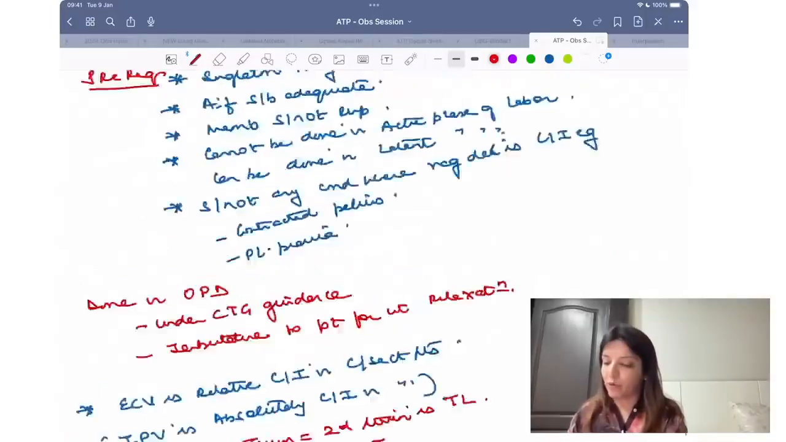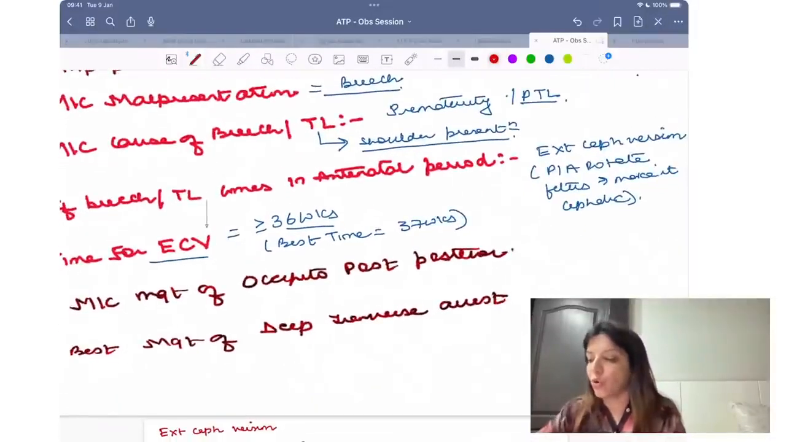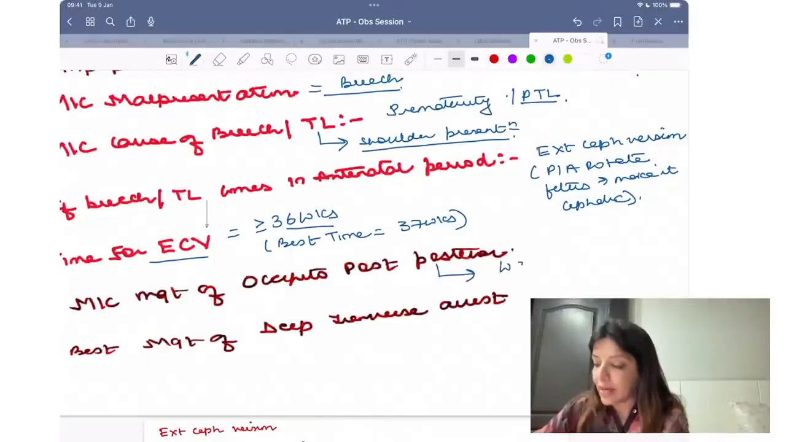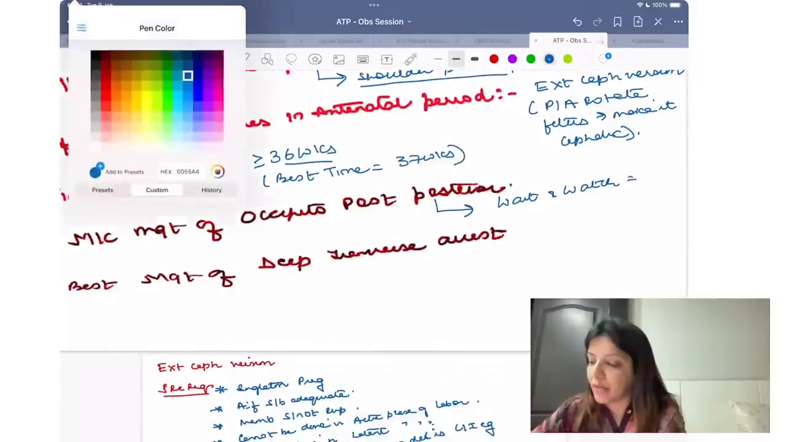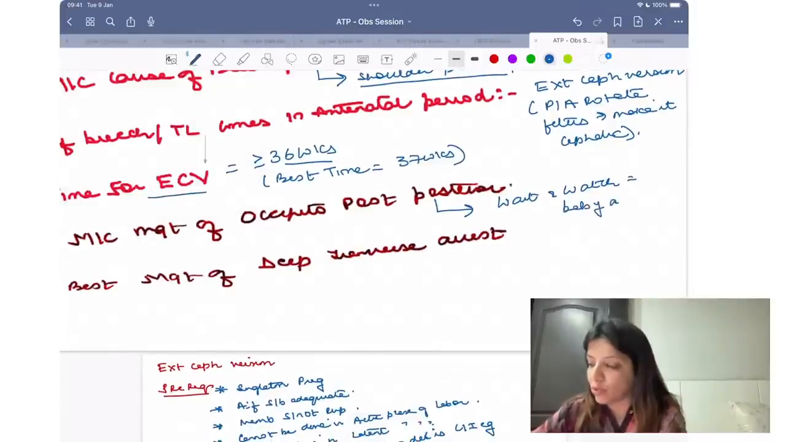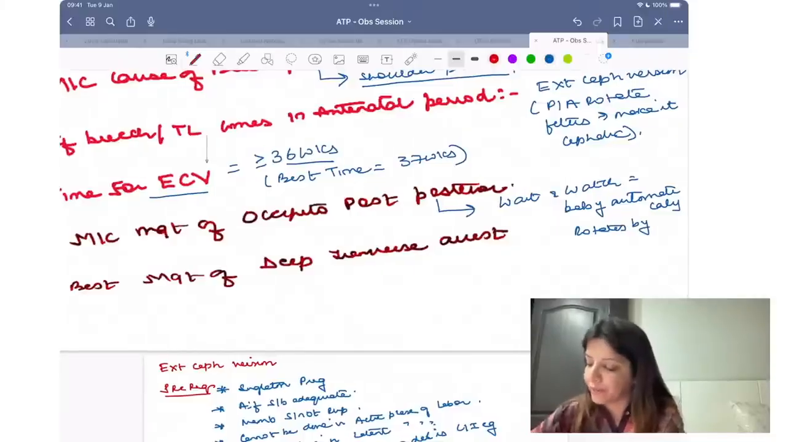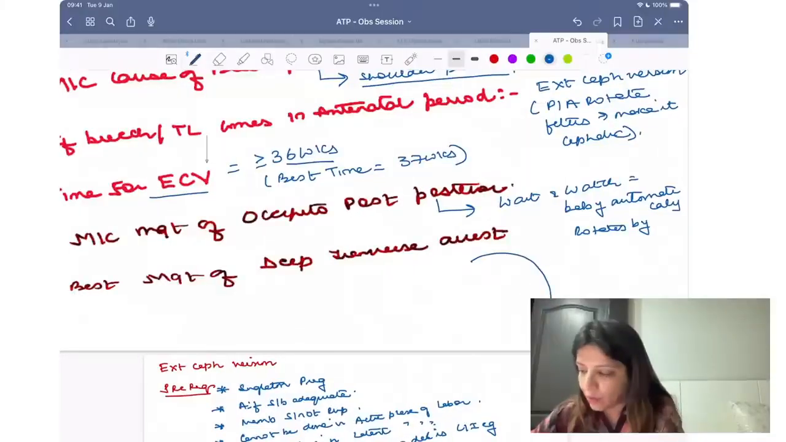Then next important point, if they ask you what is the management of occipito-posterior position, very very important, please say that I am going to wait and watch. Why? Because baby automatically rotates. Baby automatically rotates by 3/8 of a circle. Why? So please remember, come here, look at this.